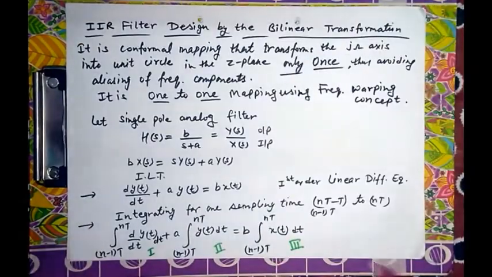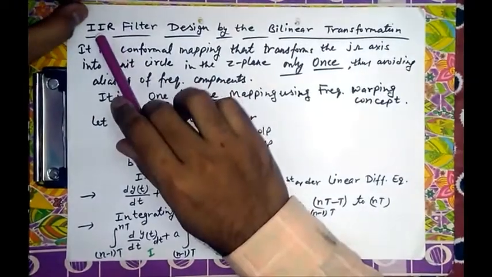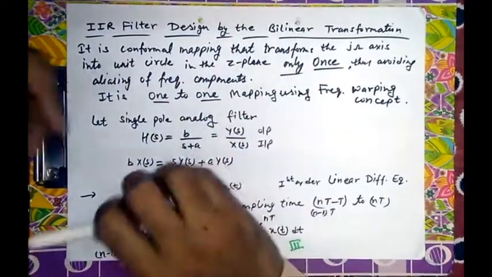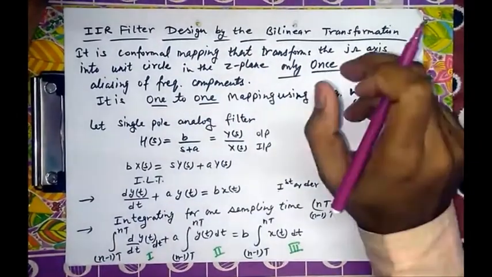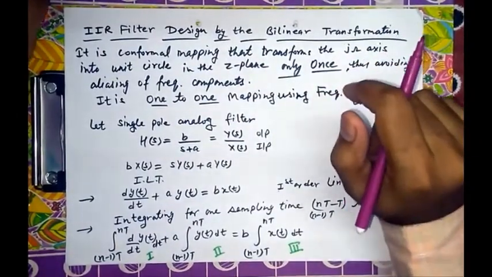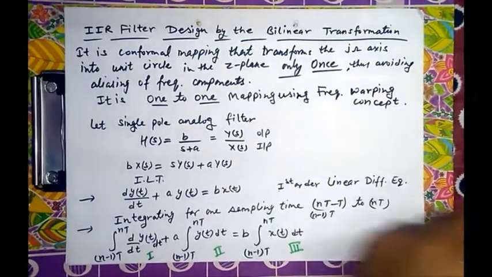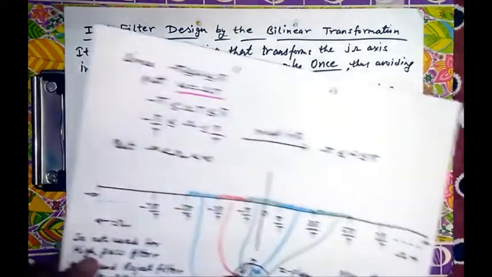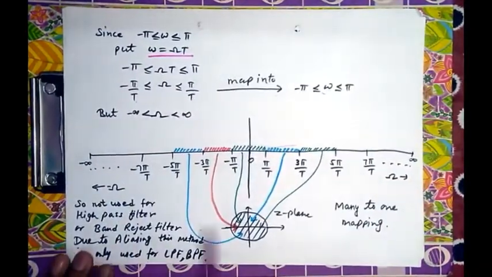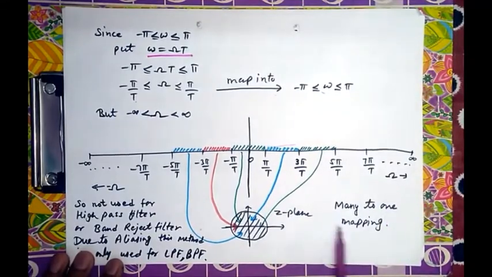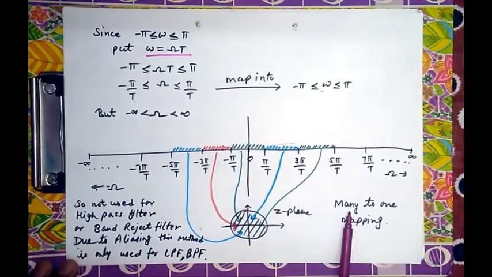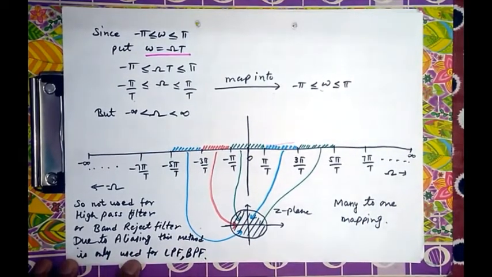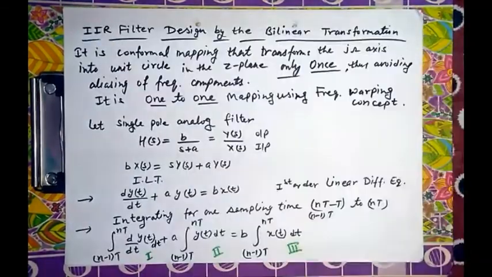So now we will move forward with the second method, that is IIR filter design by the bilinear transformation method. We know the impulse invariance method had some disadvantages. There was many to one mapping in the impulse invariance method, and due to this many to one mapping there was aliasing, and it is only used for low pass filter and band pass filter. It cannot be used for high pass and band reject filters. It is the disadvantage of the impulse invariance method.